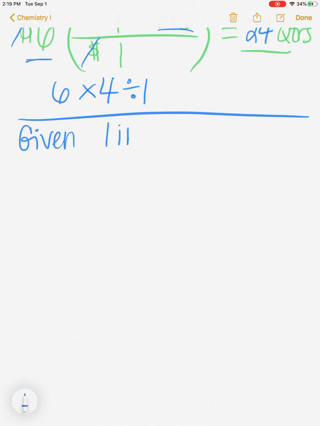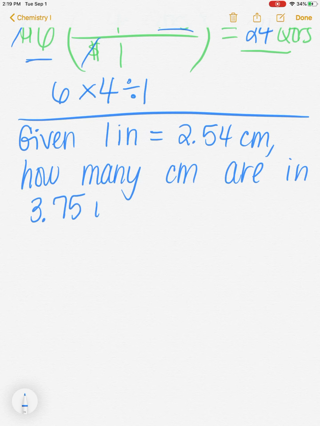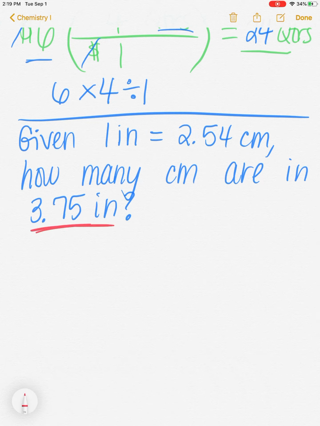So, given that 1 inch is equal to 2.54 centimeters, how many centimeters are in 3.75 inches? All right, same kind of logic, but probably not something that you could solve in your head. All right, so we are going to start with what we're given in the problem. We are given the value of 3.75 inches, and we are supposed to convert that to centimeters.